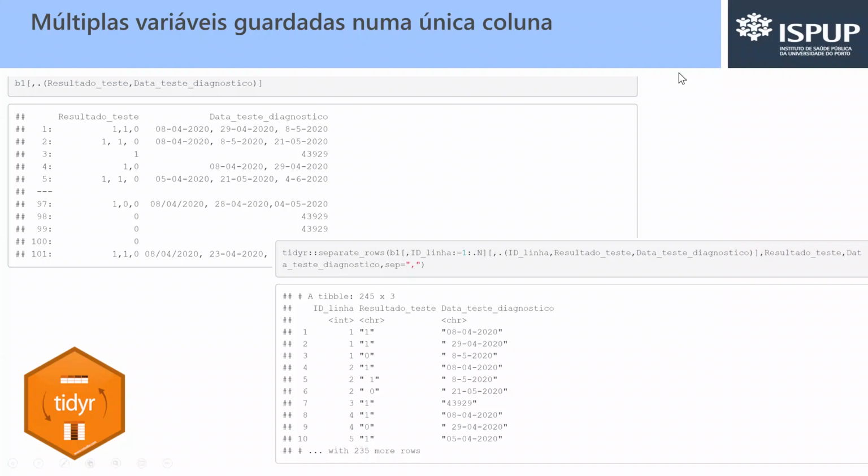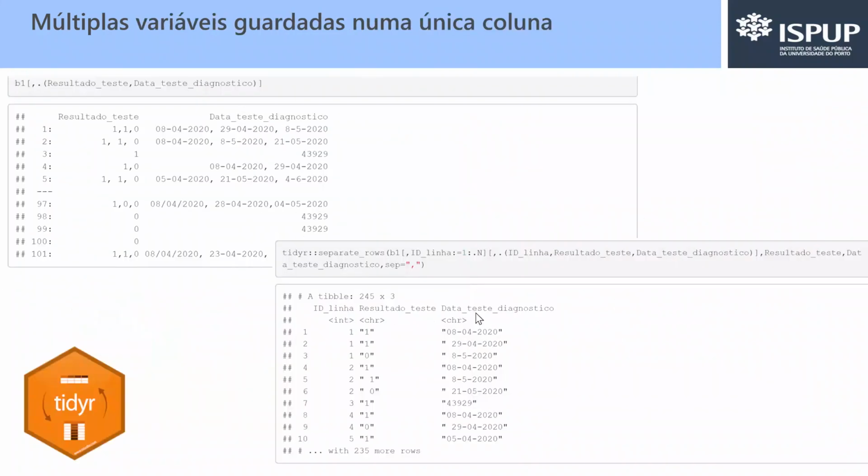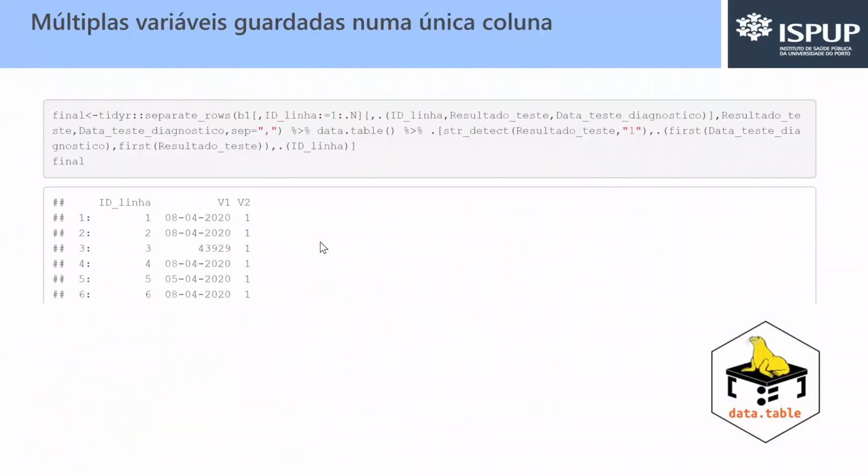So first, I needed to separate. tidyr has a command, separate rows. And you can see here that it separates at every comma, everything. And you can see here how we separated this. But this is not what I wanted. I only wanted the first one with a positive, or if all of them were negative, I wanted the last of the negative values. So I needed to aggregate this information. So I needed to use the transform to get the first one. And that was what I did.